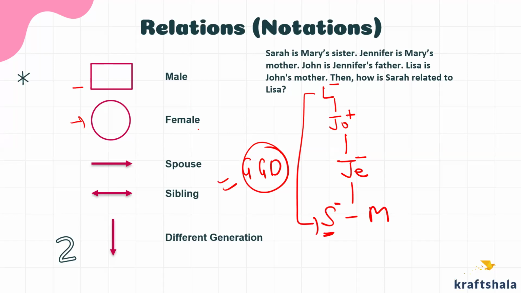Right? If you observe properly, I have mentioned the genders only when it is clear. Like Sarah is Mary's sister, so I have written minus for Sarah, but I have not written anything for Mary because Mary's gender is not clear from the sentence. I hope it is clear to everyone. Let's move to the next.